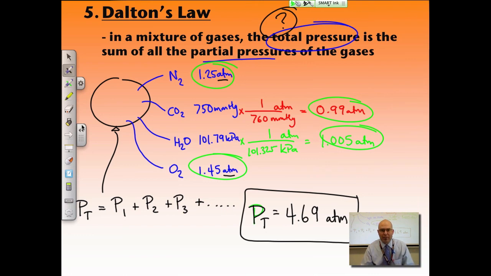The only tricks you can come across are if I change the units, or how about this, if I give you the total pressure, I give you 1 partial pressure, I give you a second, and I ask for the third. Obviously we would add these 2 up and subtract from the total pressure. But that's Dalton's law.